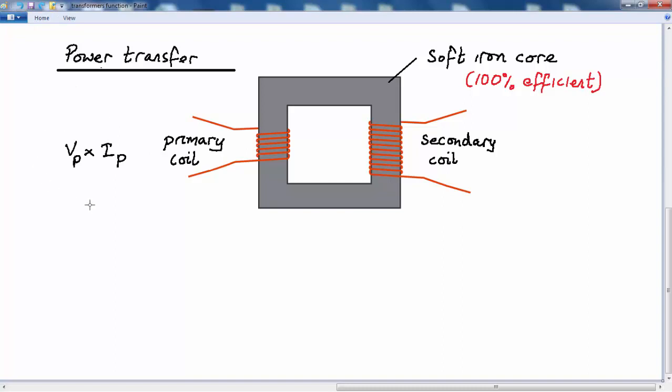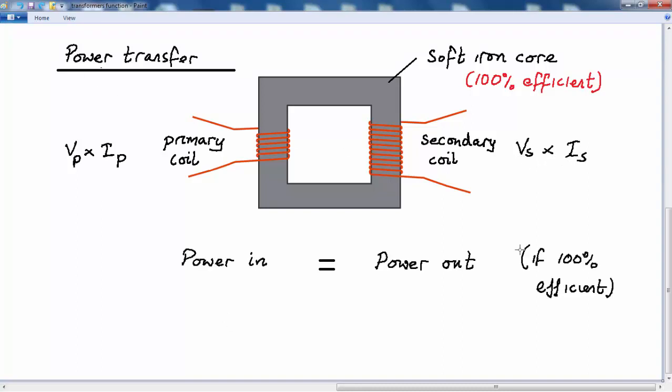We remember from the unit on electricity that the power in an electric circuit is equal to the voltage times the current. Here it's the voltage in the primary times the current in the primary, and the output power will be equal to the voltage in the secondary times the current in the secondary. If our transformer is 100% efficient, which we're assuming is the case, then the power into the transformer must be equal to the power out. So we can say that VP IP is equal to VS IS.